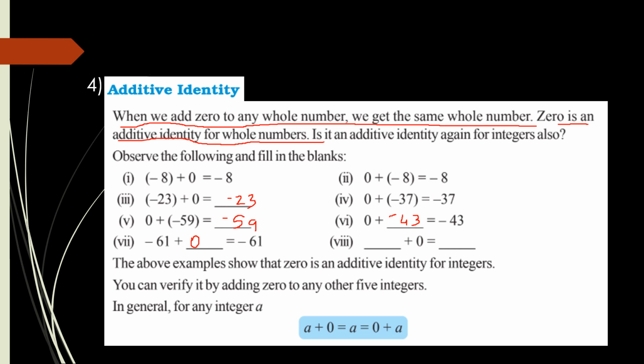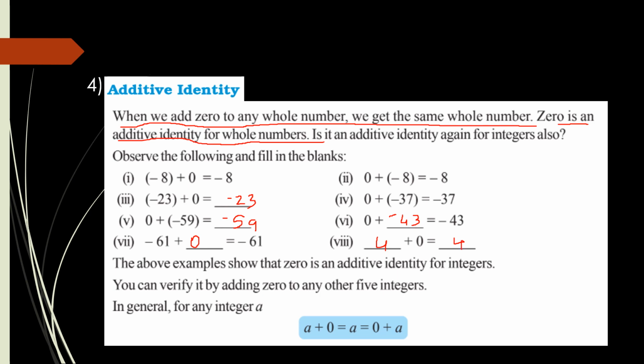You can write any number here. It's your wish, because they are not given any number. So just write any. You can write any number. I'm just writing here 4. 4 plus 0 is equal to 4. Right?